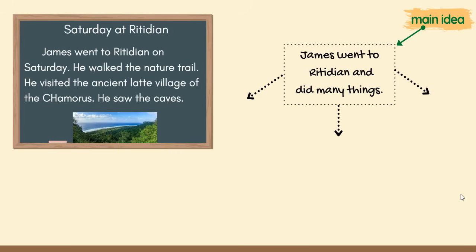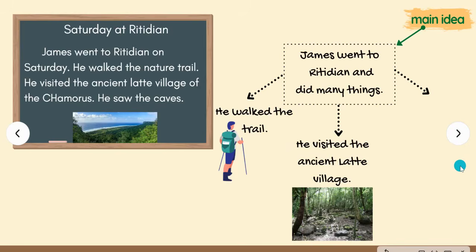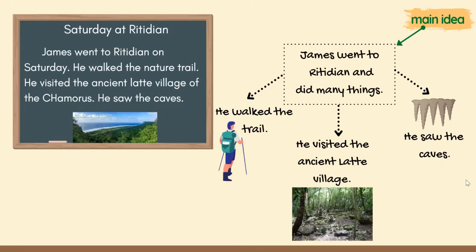The first detail is that he walked the nature trail. The second detail is that he visited the ancient latte village of the Chamorros. And the last detail that describes or gives an example of what James did that day is that he saw the caves.